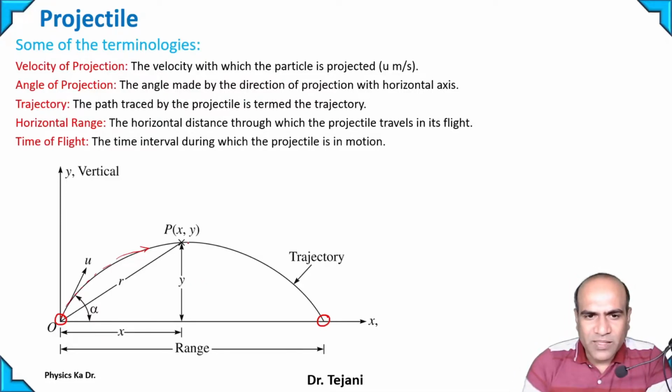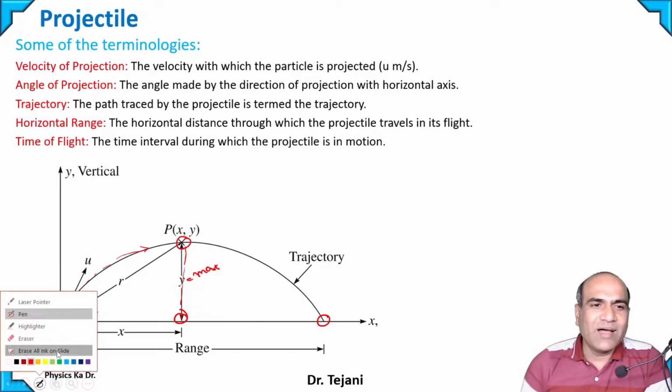And lastly, the maximum height. You can see here the maximum height, it goes to the maximum y component, when y becomes maximum. So this is to be considered as the maximum height.